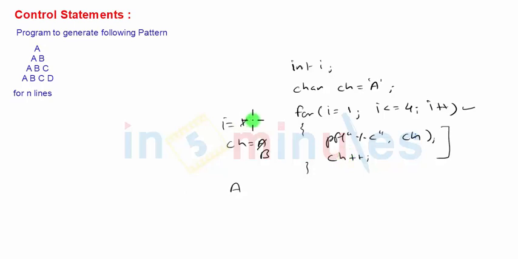Again I plus plus occurs, I goes to 2, condition is true, it prints ch, it prints B, increments ch by 1 to C. I plus plus occurs, I becomes 3, condition is true, prints ch and increments ch. So it prints C and increments to D. Again I plus plus occurs, I becomes 4, condition is true, prints ch, prints D and increments ch to E. But this time I becomes 5 and the loop will stop.